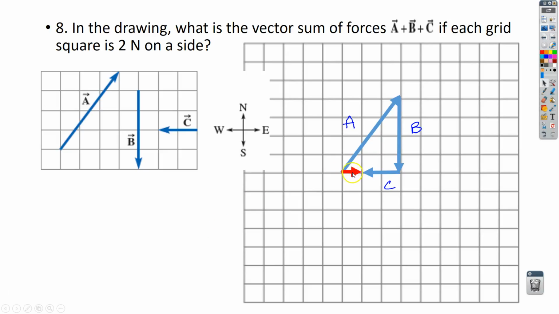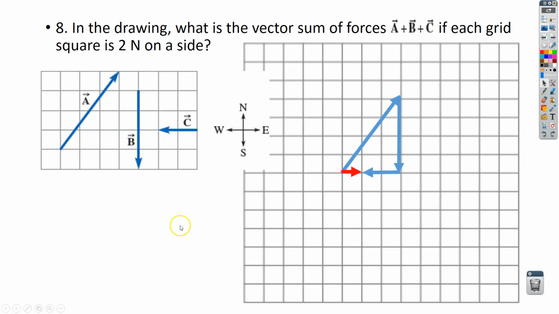And you'll notice that the red arrow fits along just one side of the square, and we know that the grid squares are 2 newtons on a side, so therefore the force for this one would be 2 newtons, and it's going directly to the right, and we see that right is east, so it would be 2 newtons east. So here we have our magnitude, and we have our direction. And that makes that problem a lot easier if you use that method.